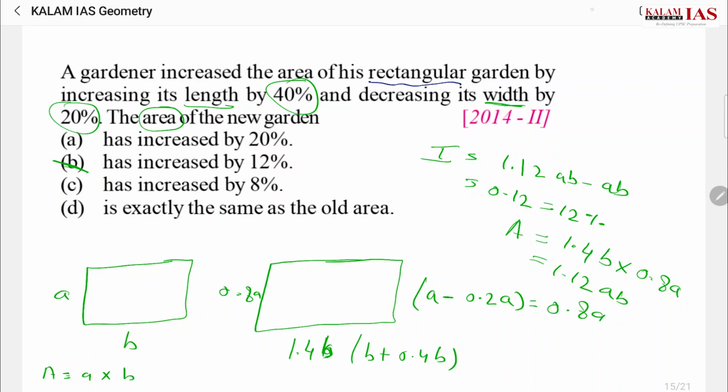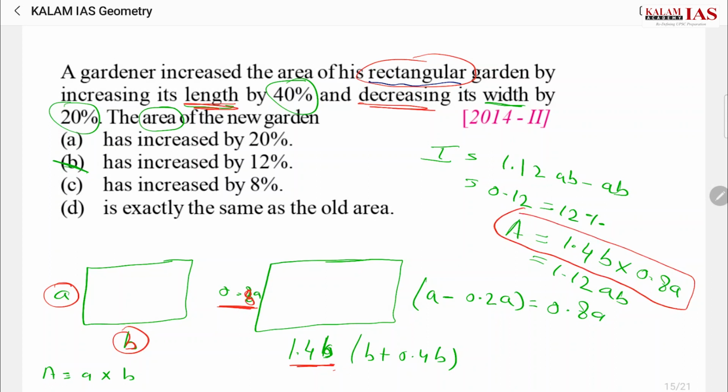I'll just explain it again. It is said a gardener increased the area of his rectangular garden by increasing its length and decreasing its width. So initially it was A and B, the length and the breadth. Now the length is increased by 40%, and the width is decreased by 20%. Now it becomes 0.8A.